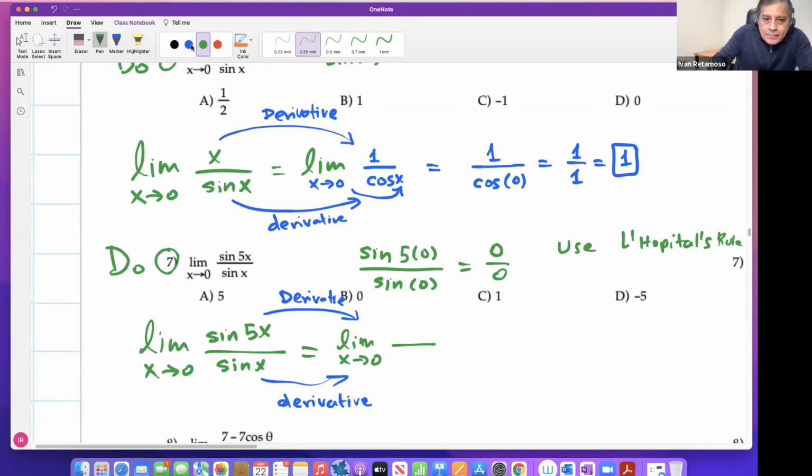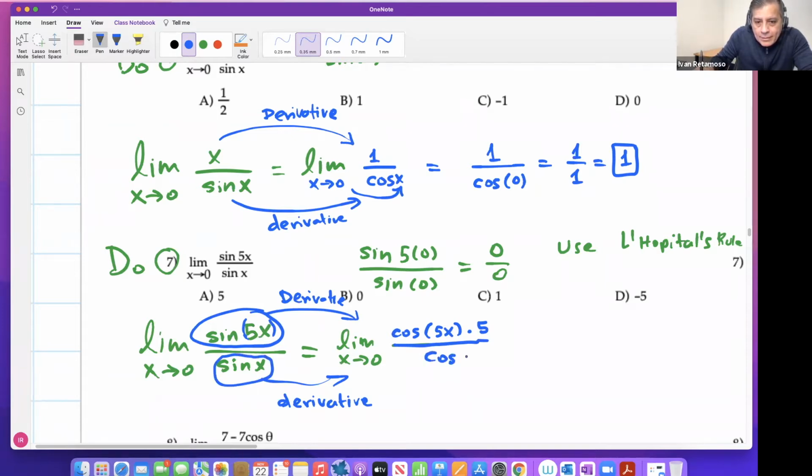What would be the derivative of this one? Notice that the outside function is sine, but there is an inside function, 5x. So this is cosine of 5x times the derivative of the inside function, the derivative of 5x, so 5. Yeah, and I think this is what you guys were missing. Now, the derivative of sine of x is just cosine of x, right?